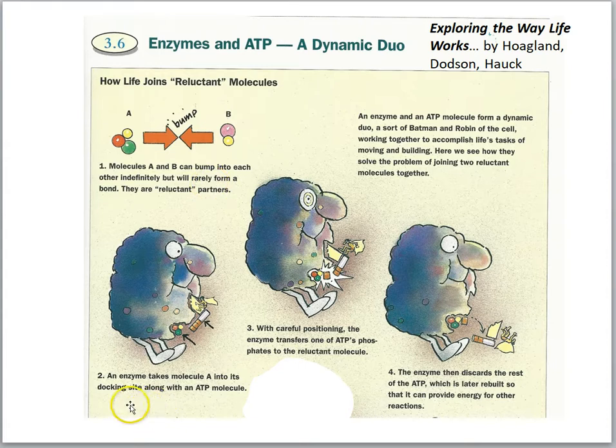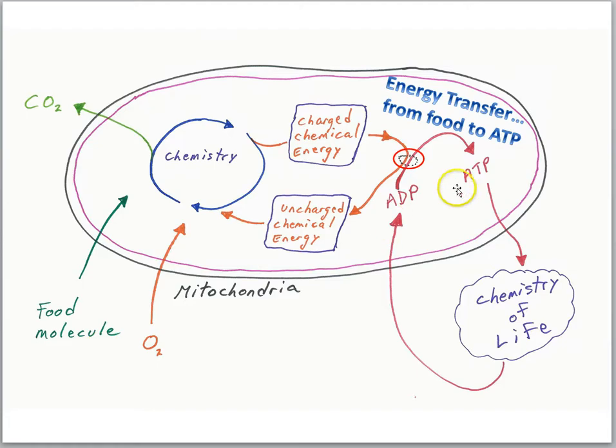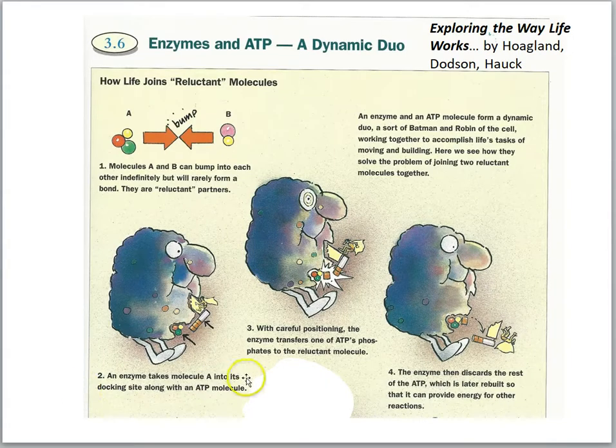Now in step 2, an enzyme takes molecule A into its docking site along with an ATP molecule. Now this is the ATP molecule, the very molecule that we said was generated in mitochondria. Right? There was a transfer of energy from food to ATP molecules. So ATP now is out in the cytoplasm ready to give up its energy. So the protein is going to bind molecule A and bind ATP.